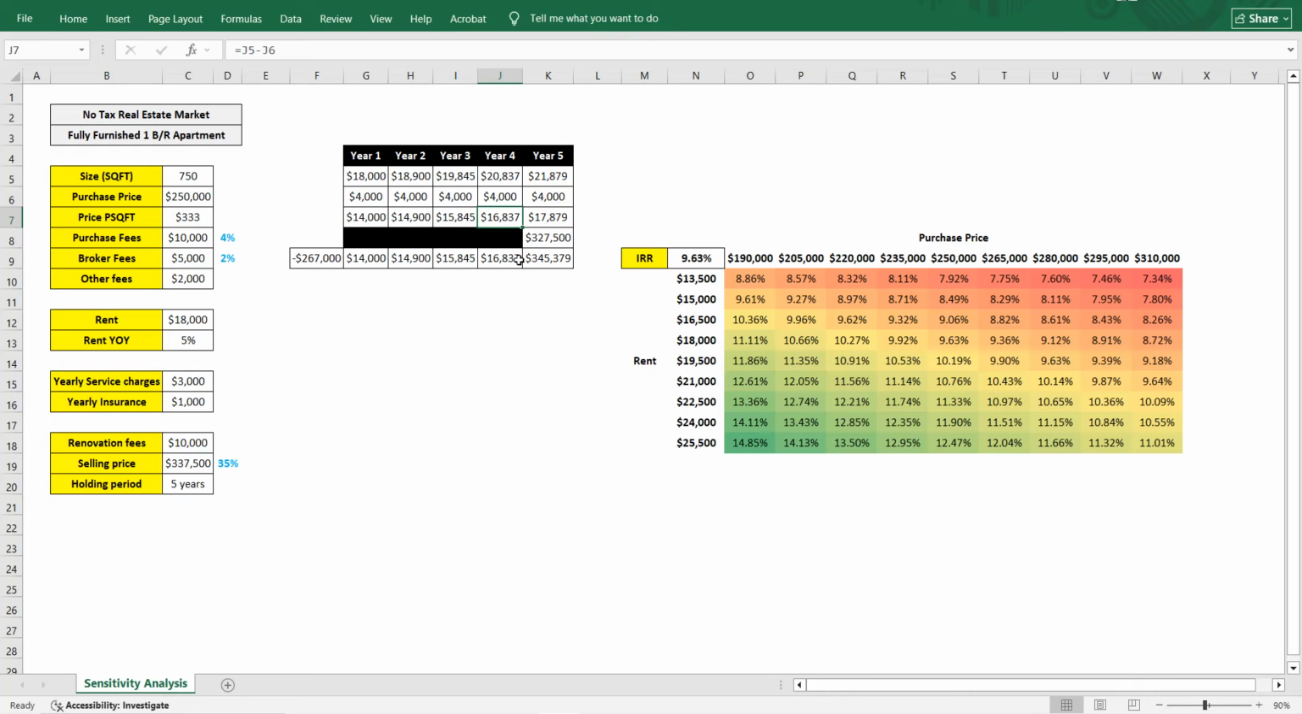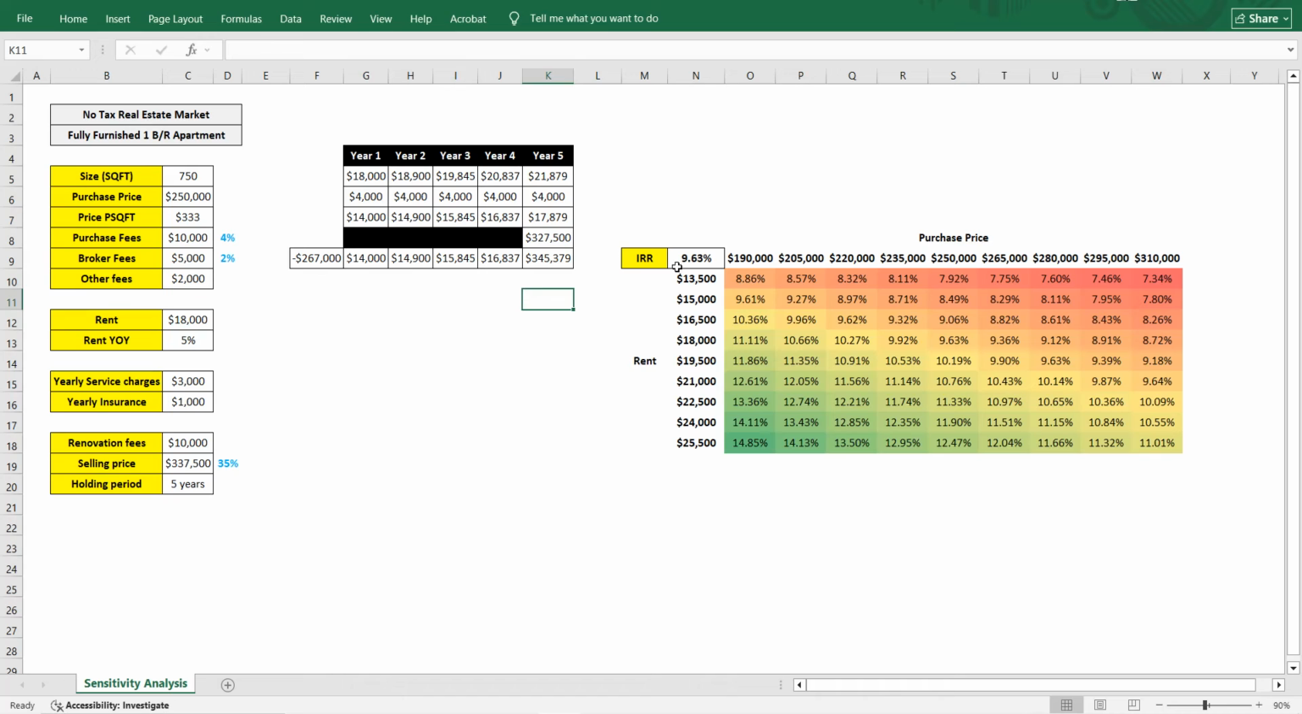To get our final cash flow, in the first year we have the purchase price plus purchase fees plus broker fees and the other fees. It will be a negative number as it is cash flow out. Then we'll have the net rent for the first year, second year, third year, and fourth year. In the fifth year we will have the selling price minus the renovation fees plus the net rent, and we get our cash flow for the whole period.